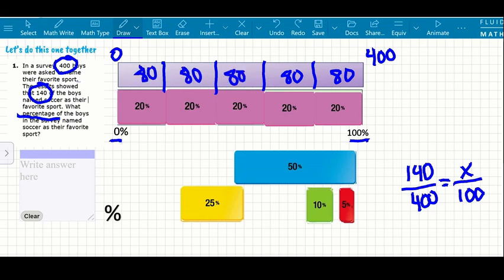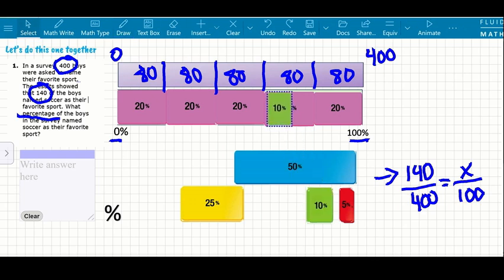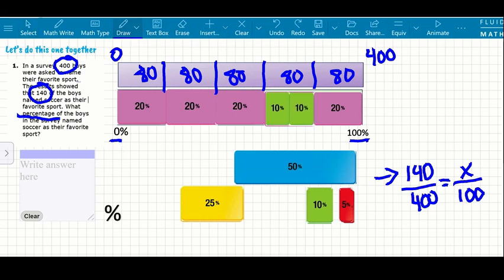Now, if I look at 2 of those, I get 80 plus 80, and that is 160. And that is too many students because I only want 140. So I can't do that. But what I can do is take one of the 20% and split it in half. So I'm splitting it in half, and I need to repeat that up here. And when I split one of my 80s into 2 sets, I now have 40 as the value for each one of those subsets.